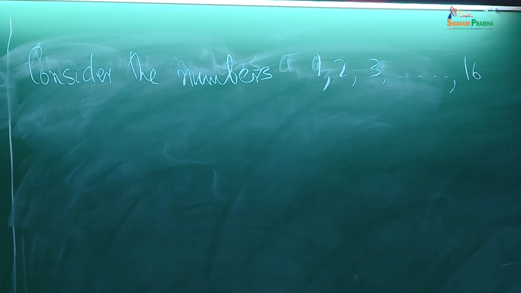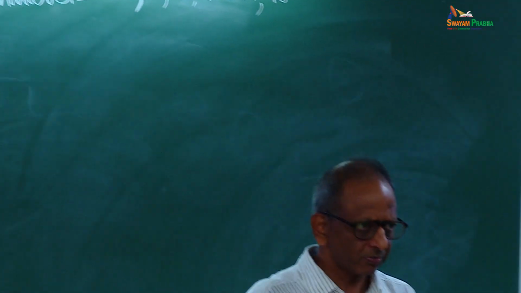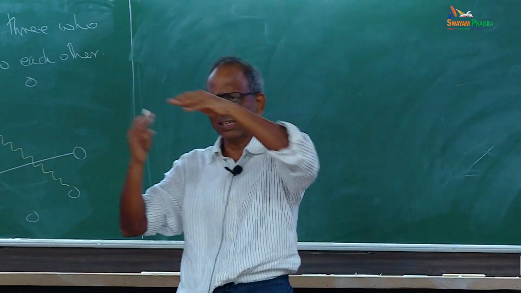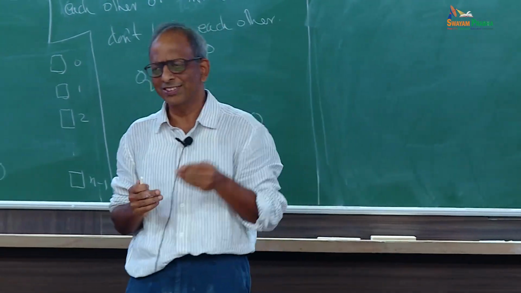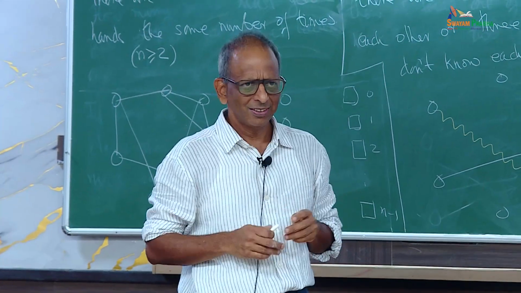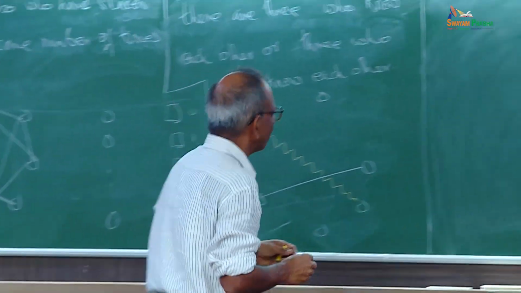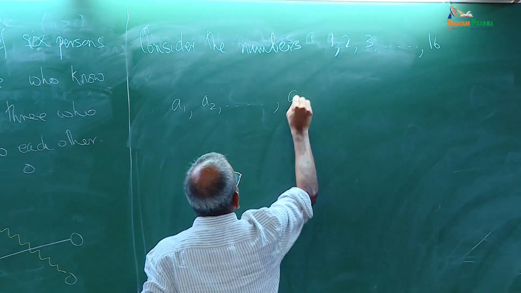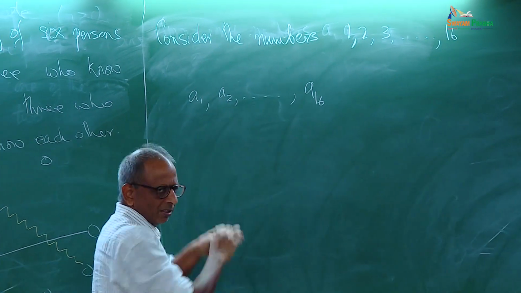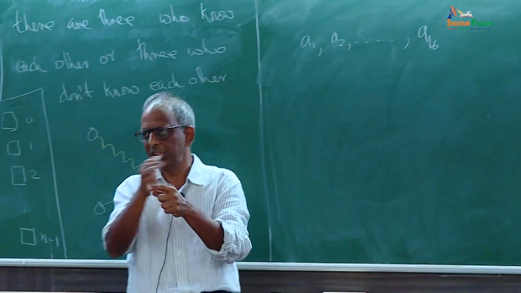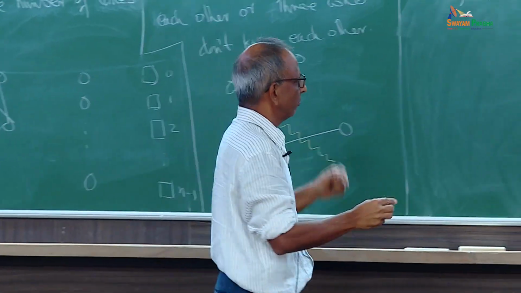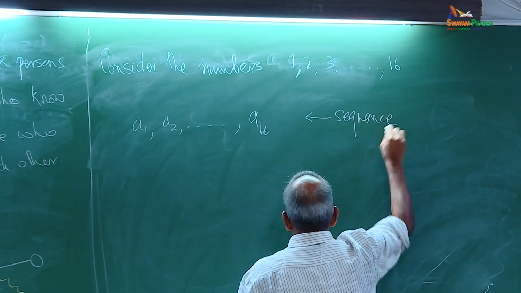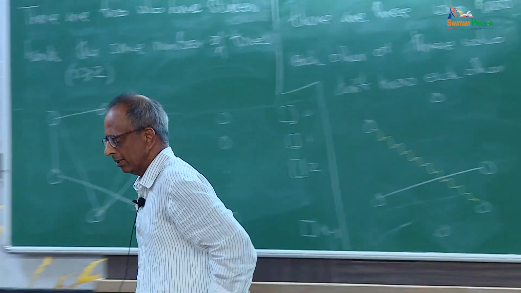So you have these numbers 1 to 16. And we arrange them in some arbitrary order. How many ways are there to arrange 16 numbers in an arbitrary order? 16 factorial, okay? So I arrange them. Let me call it A1, A2, till A16. So this is a permutation of 1 to 16, or this is a sequence. Okay. So let me take an example.